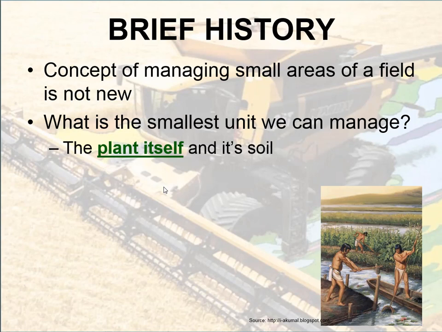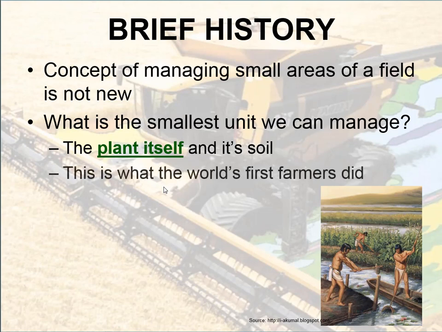Managing every single kernel of corn that we have planted out there in the soil, or every bean plant that we have growing up, or every cotton plant. So the plant itself and the soil that plant needs to survive. In theory, that is the smallest unit we can manage. And we're getting really close to doing that in precision ag right now. When precision ag first started, we didn't see that. We weren't at that capability, but we're actually getting back to that.